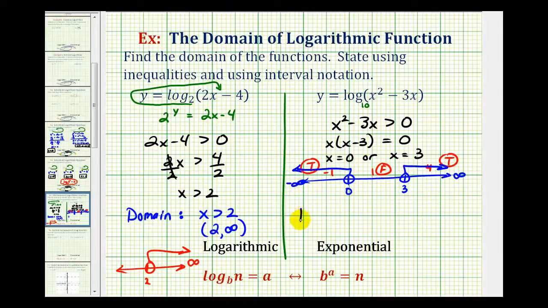So the domain, using inequalities, would be x is less than 0, or x is greater than 3. Or using interval notation, we'd have the interval from negative infinity to 0, union 3 to infinity. Again, it does not include these endpoints, therefore we have open intervals on 3 and 0.